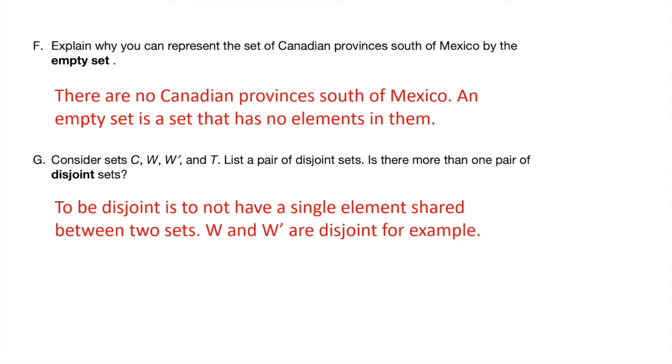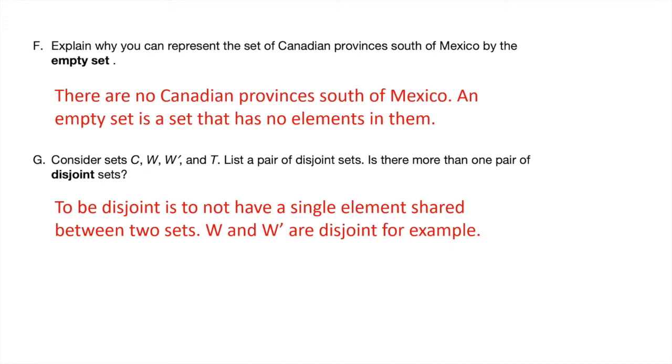And if we consider the sets C, W, W prime, and T, and we want to list a pair of disjoint sets, again, the term disjoint means that there is no element that is shared between the two. And if we take a look at these sets, we would be able to say that W and C are not disjoint because every element of W is in C, but W and W primed, by the definition of a complement, have no elements that are shared, therefore these would be disjoint.